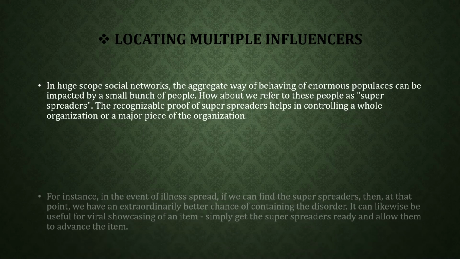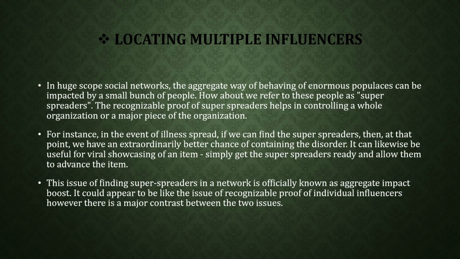In large-scale social networks, the collective behavior of large populations can be influenced by a small bunch of individuals. Let us refer to these people as super spreaders. The identification of super spreaders helps in controlling a whole network or a major part of the network. For instance, in the case of disease spread, if we can find the super spreaders, then we have a far better chance of containing the disease. It can also be useful for viral marketing of a product. Simply get the super spreaders ready and let them promote the product.